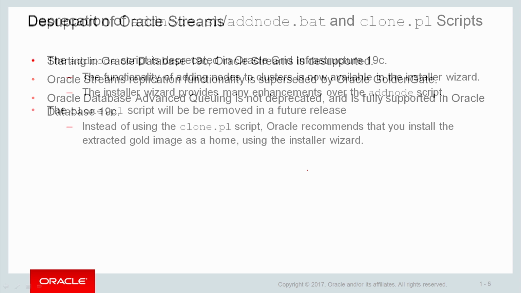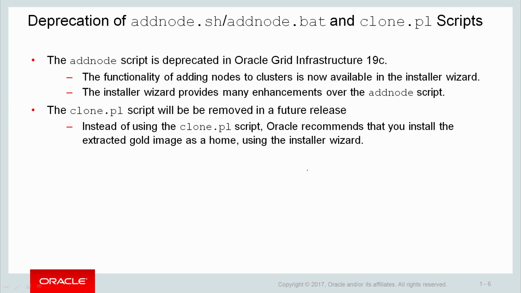So now some other deprecations, the add node script, which is used to add nodes in both Oracle Grid Infrastructure and also in the RAC database software as well. This script has been deprecated, so addnode.sh or addnode.bat. The functionality for adding nodes to a cluster is now available in the installation wizard, so that's gridSetup. The installer wizard provides many enhancements over the add node script as well.